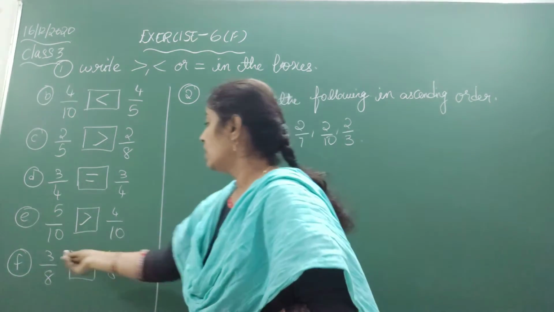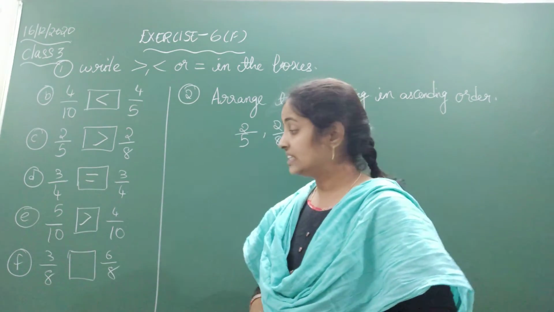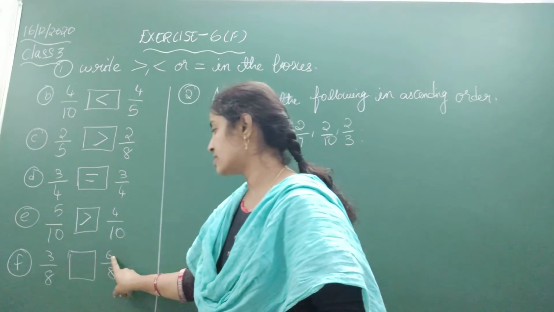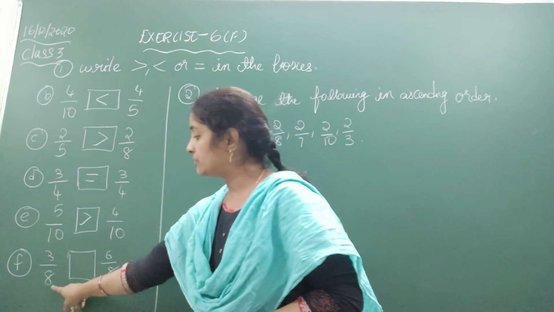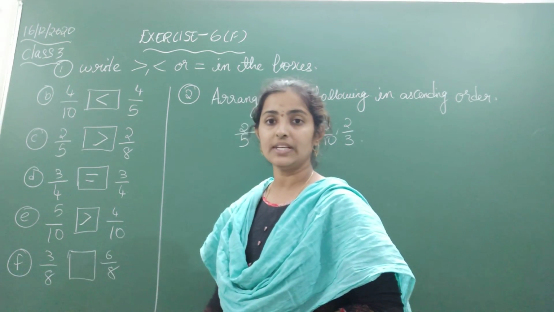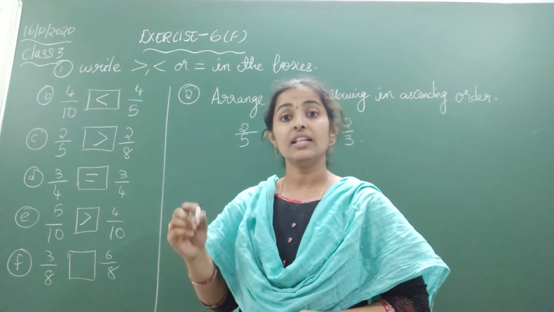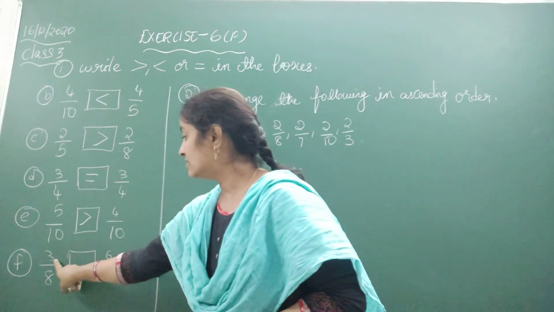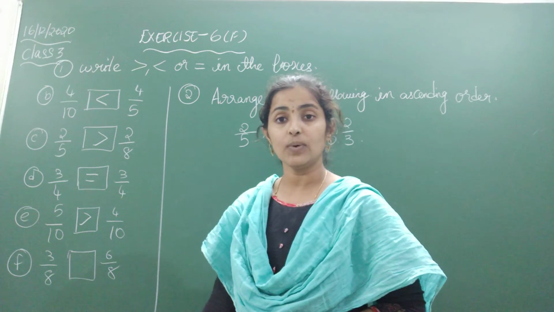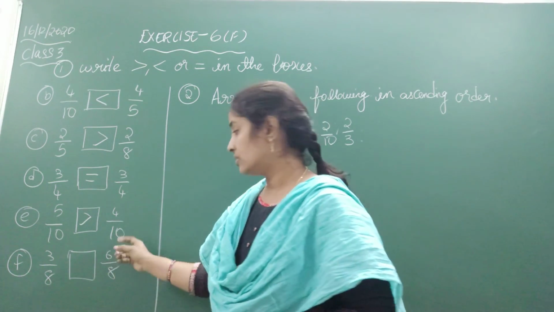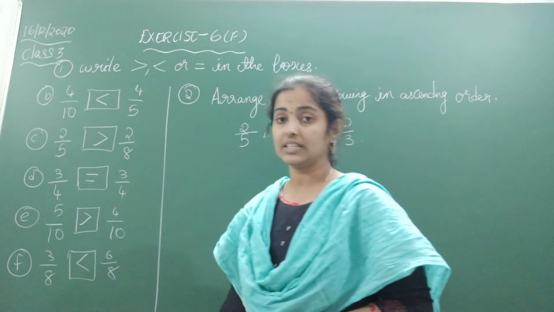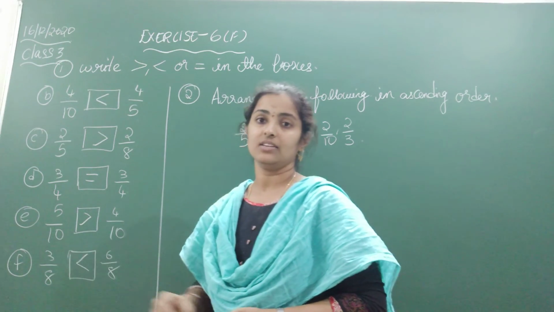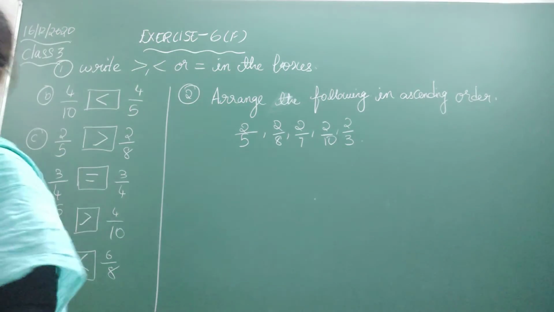Now, coming to the next one. 3 by 8 and 6 by 8. Here you have the same denominator, so compare the numerators. The numerator which is greater gives the greater fraction. Between 3 and 6, 6 is the greater number, right? So 6 by 8 is greater than 3 by 8. Now, coming to the next one.